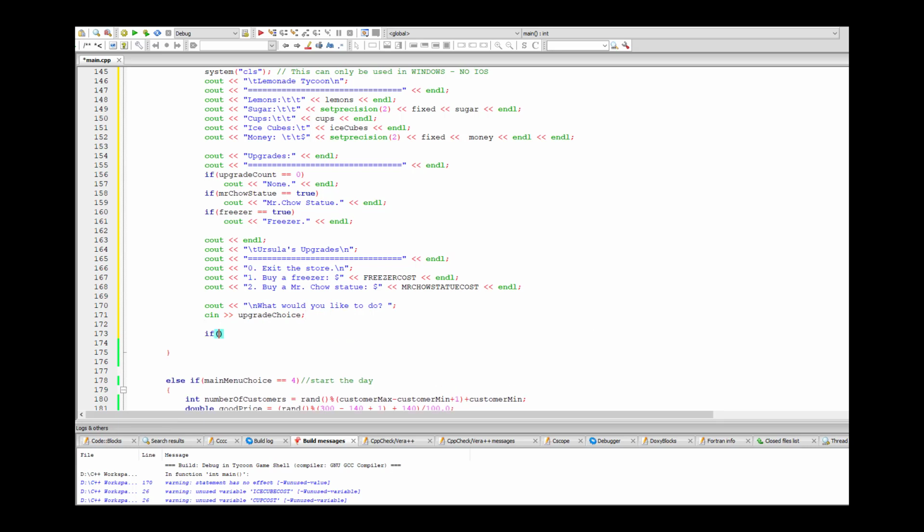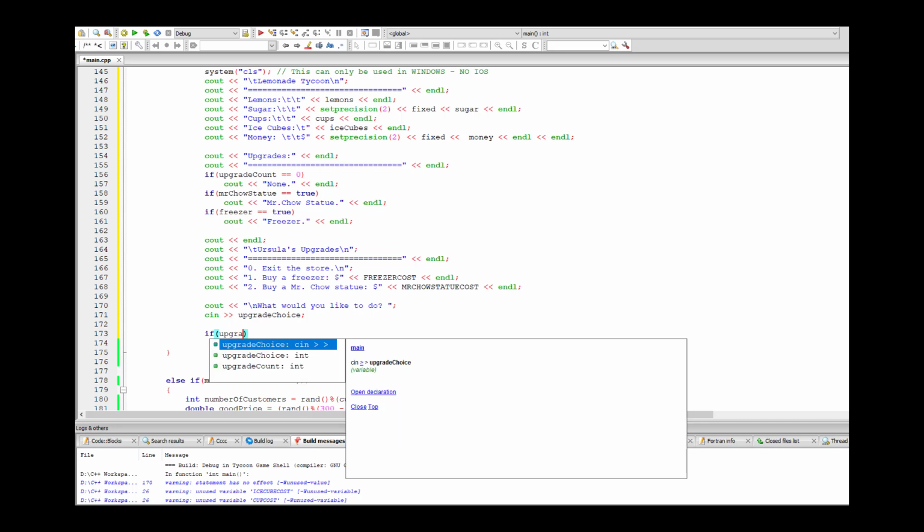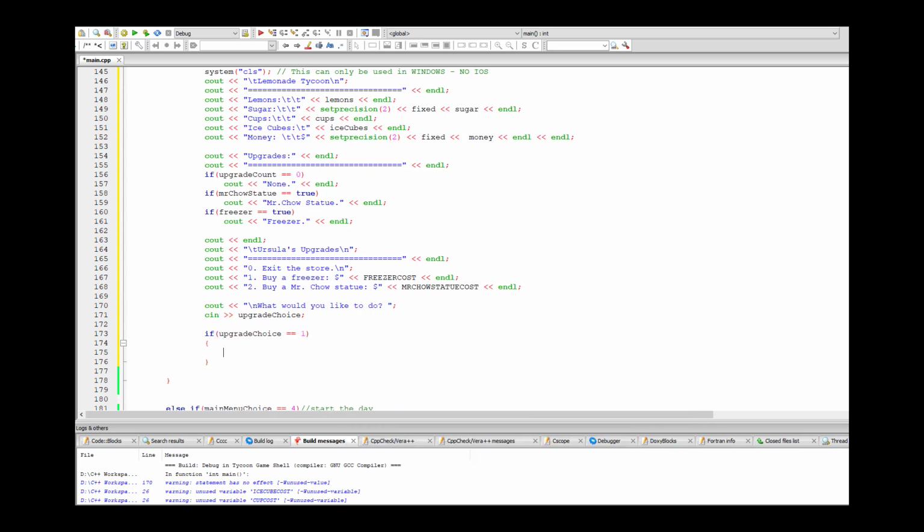Now we're going to say if upgrade choice is equal to 1, that means they want to buy the freezer. Now, what we can do is we can make it so that if they already have this, then it's not going to go into it. So we can say freezer is equal to false. So they chose to buy the freezer and they don't already have it, right? Then we can go in and see if they can afford it and everything else.